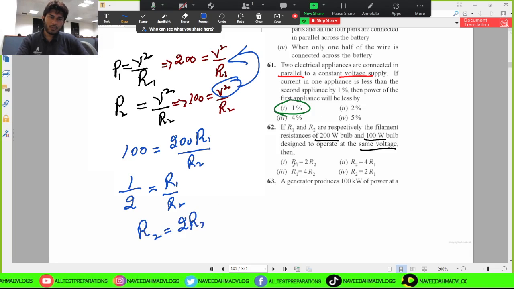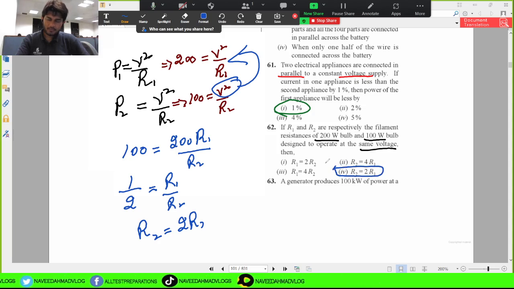Okay, so your R2 will be equal to 2R1, so option 4 will be the correct answer. Yes, that will be the correct answer. Okay, next MCQ, that is 63.